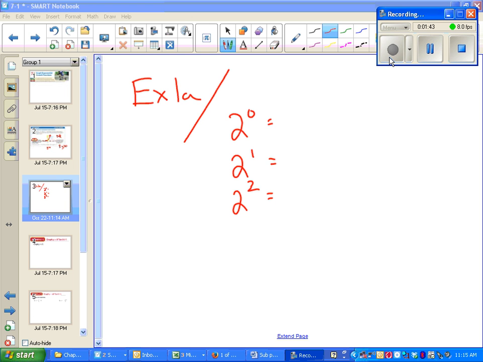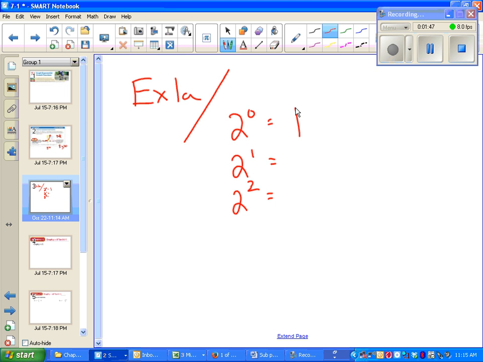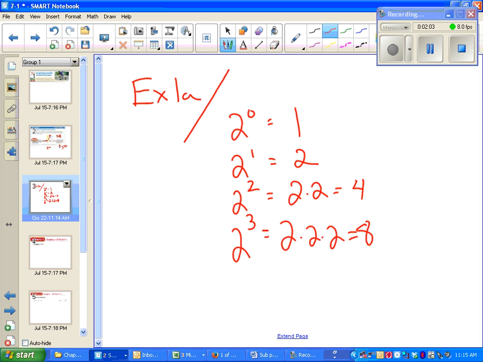Hopefully you remember from Algebra 1 and in this class that anything to the 0 power is always 1. Anything to the first power is itself. Anything to the second power means that something times itself. We could keep going on. 2 to the third would be 2 times 2 times 2, and so on. These are skills you'll need for the next example.